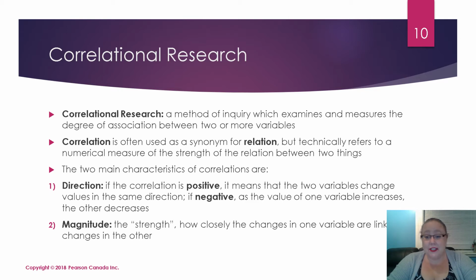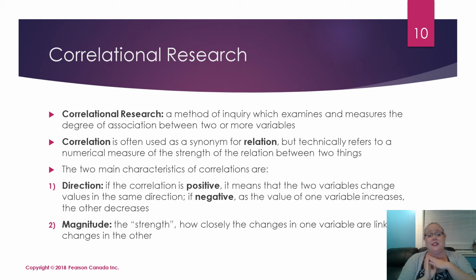Correlational research is technically defined as a method of inquiry which examines and measures the degree of association between two variables. So you take one variable that you're measuring and you take another variable that you're measuring, and you want to see if they're related to each other, if they have an association.